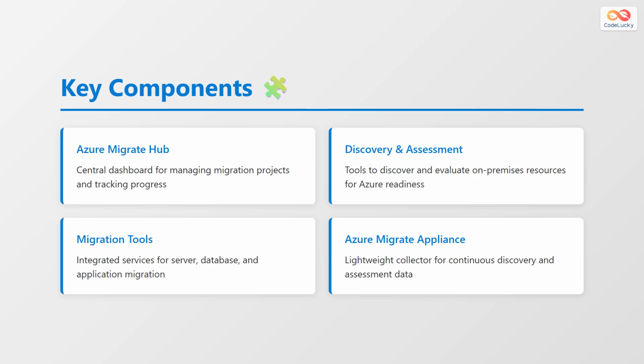Azure Migrate consists of 4 key components. First, the Azure Migrate Hub serves as your central dashboard where you manage all migration projects and track their progress. Second, the discovery and assessment tools help you discover and evaluate your on-premises resources to determine their Azure readiness. Third, migration tools provide integrated services specifically designed for migrating servers, databases, and applications. Finally, the Azure Migrate Appliance is a lightweight collector that continuously gathers discovery and assessment data from your environment.